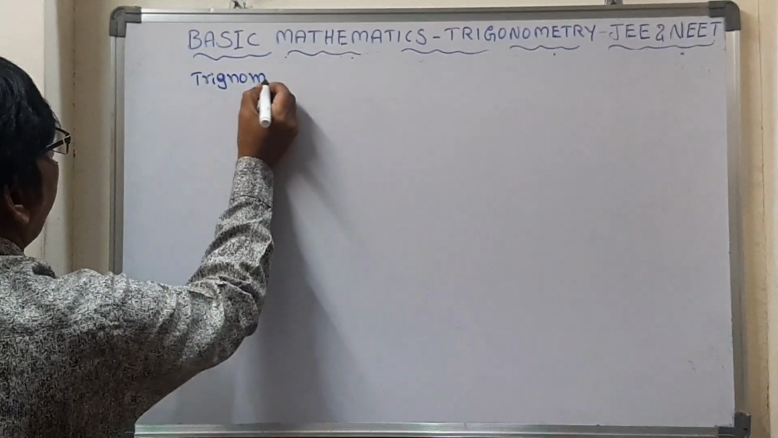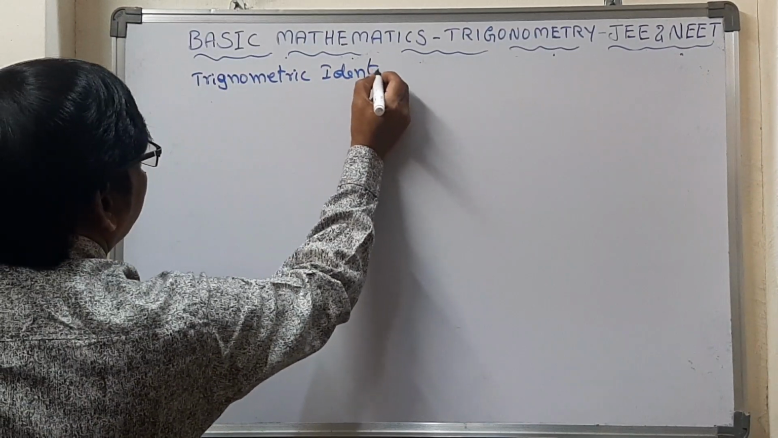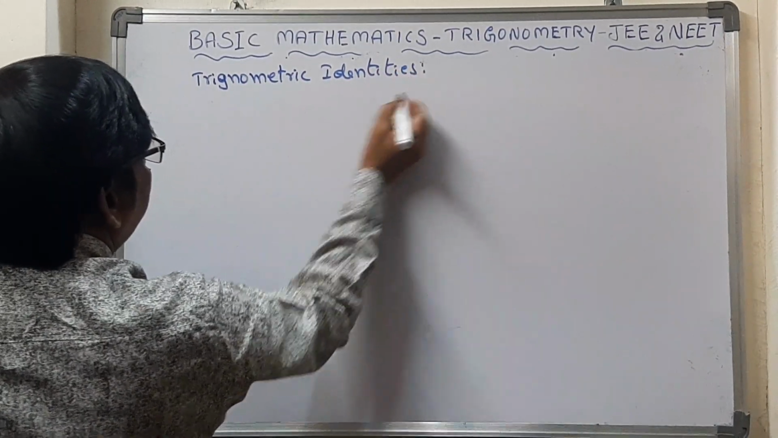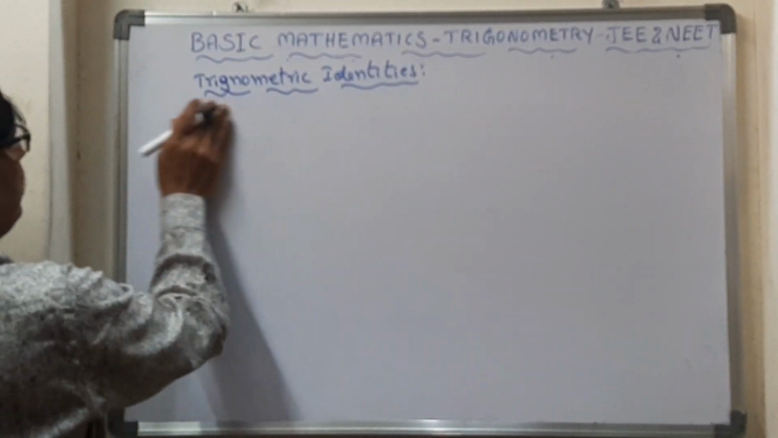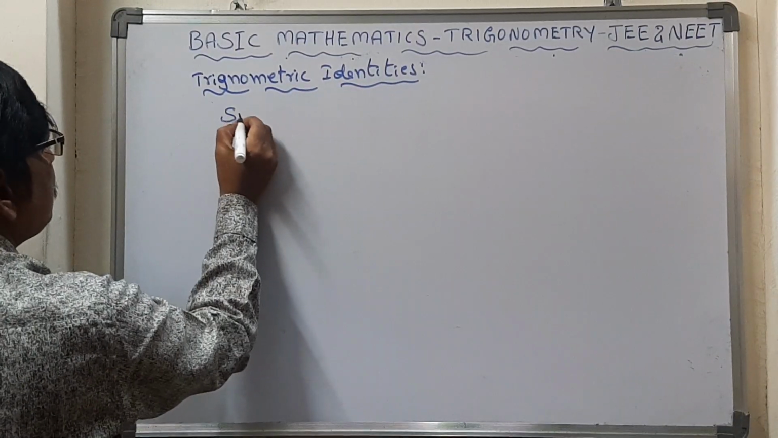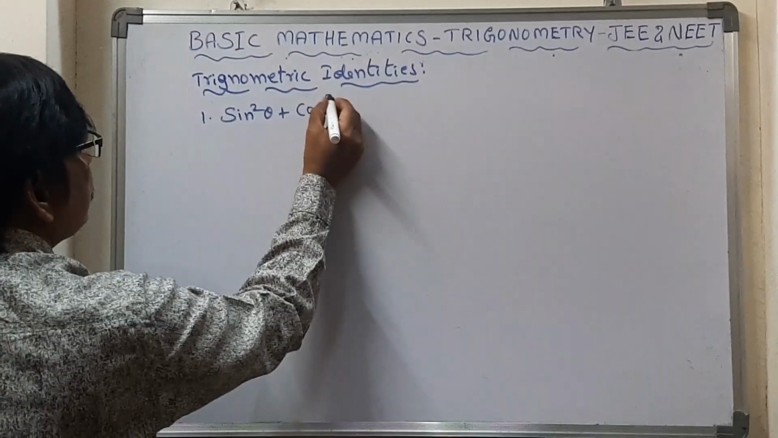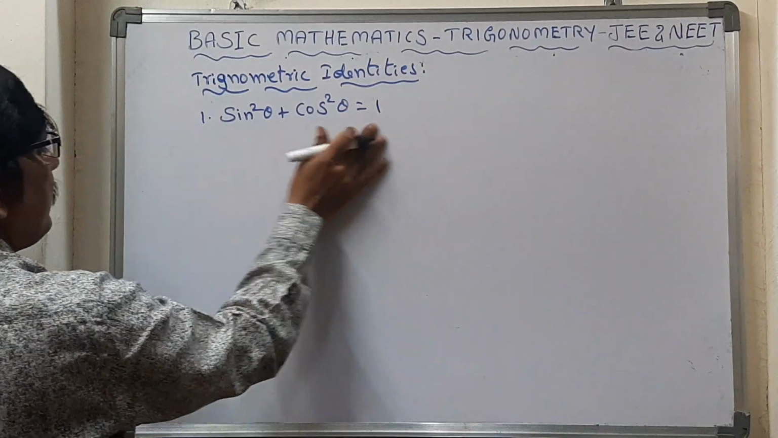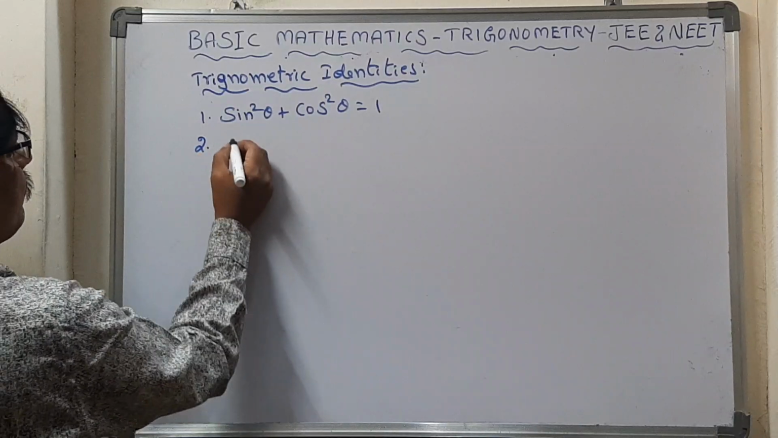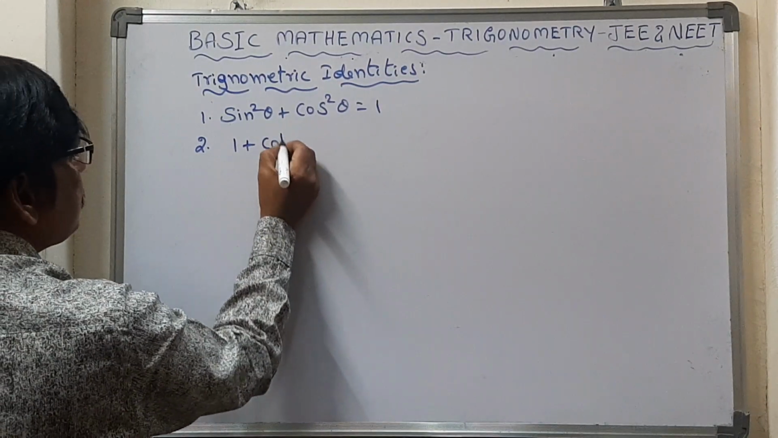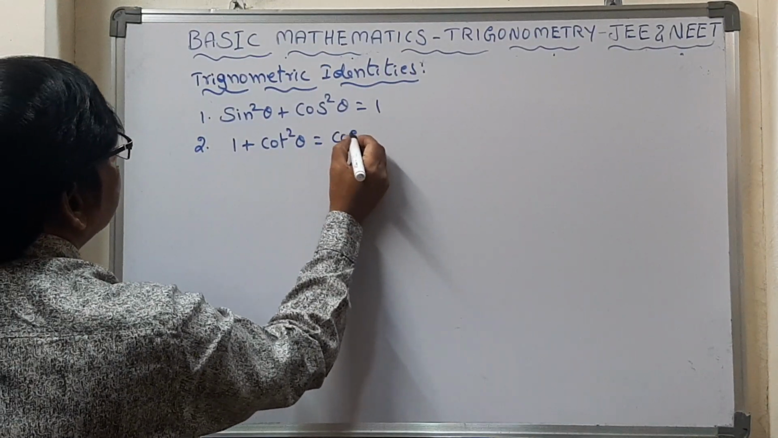Let us go for what these trigonometric identities are. Now let us see. Here there are three trigonometric identities. The first one, let us take sin square theta plus cos square theta is equal to 1. Very popular formula. And the second one is 1 plus cot square theta is equal to cosecant square theta.